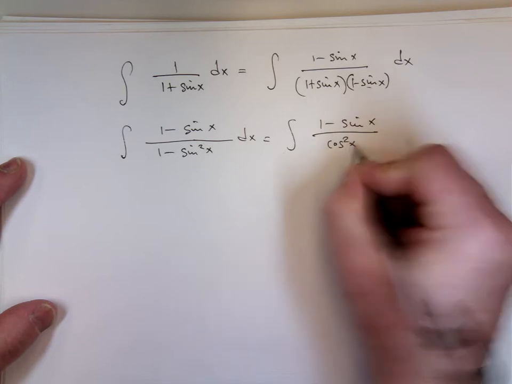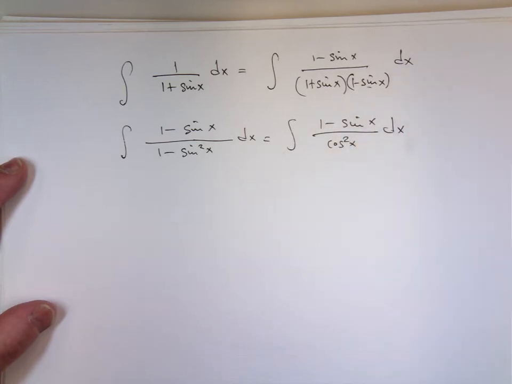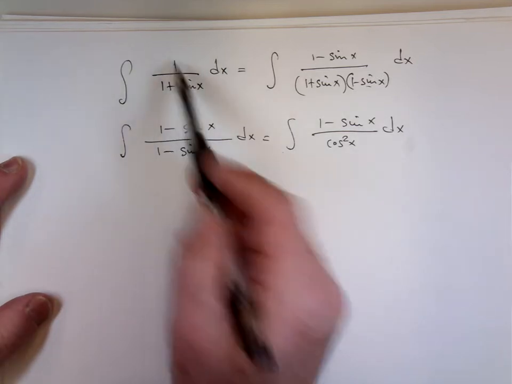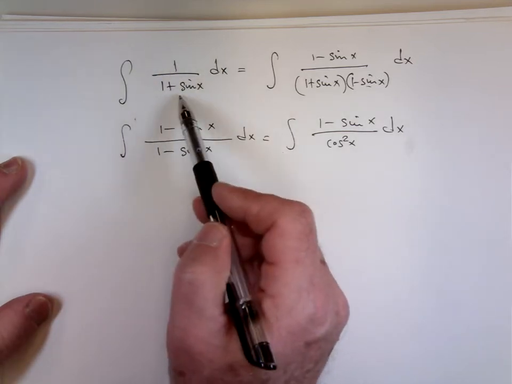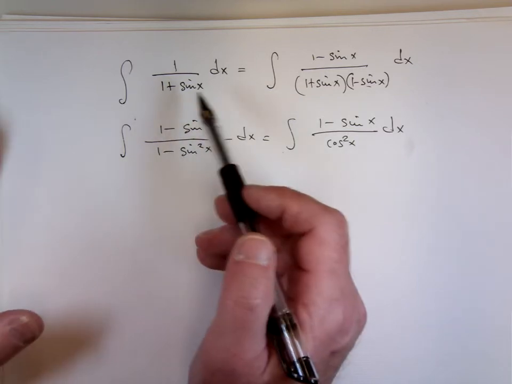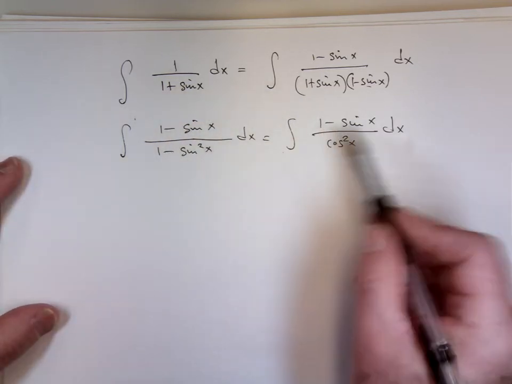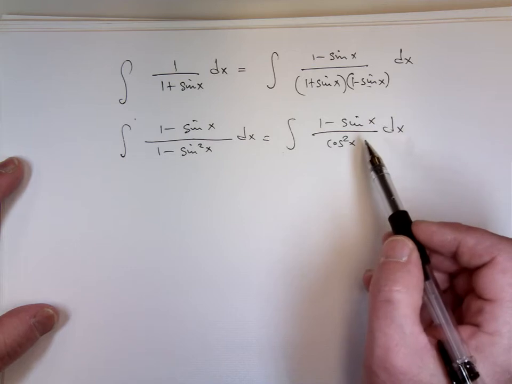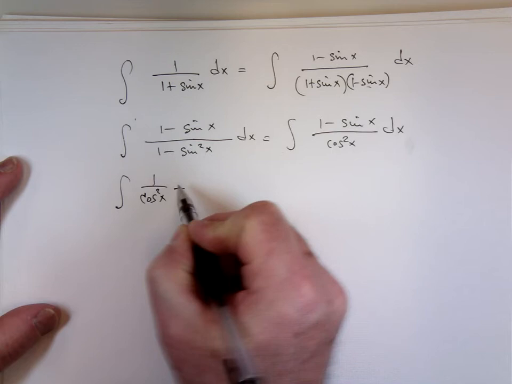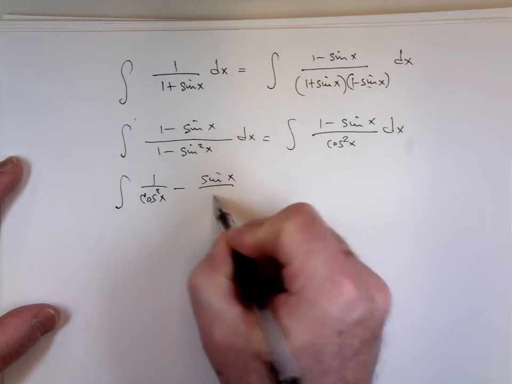And what you can do now is split that fraction up. See, what you can't do in the beginning is to split this up. You can't split fractions up over the denominator. That's not legal. But you can split up fractions over the numerator. So you end up with 1 over cosine squared minus sine over cosine squared. Okay?